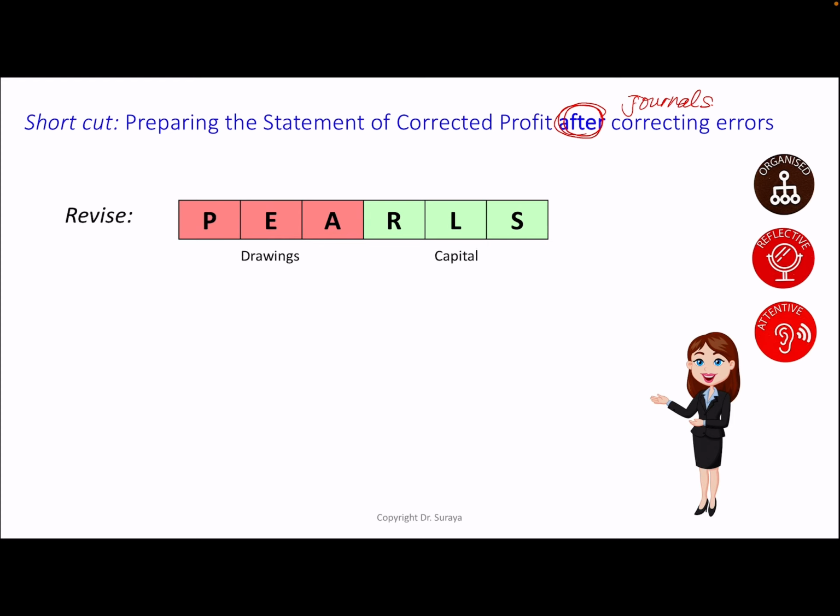Now, let's revise this. Purchases, expenses, assets. Now, drawings falls under expenses for this purpose. And liability and capital falls under liability as well. Technically, because of the business entity, the owner and the business are two separate people. Therefore, owners giving capital to the business is equivalent to the business owing the owner. So, that's debit and that's credit. This is just to revise.